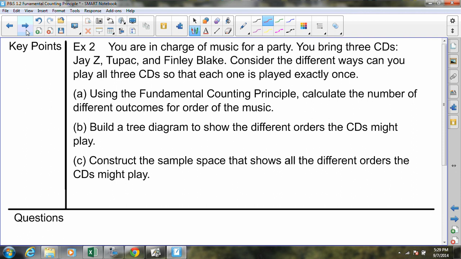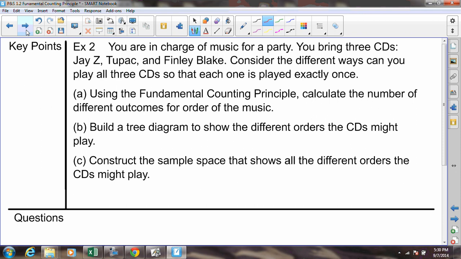Let's say you're in charge of music for a party and you decide to bring 3 different CDs. You bring Jay-Z, Tupac, and the R.E.Z. Finley Blake. How many different ways could you play all 3 CDs so that each one is played exactly once?